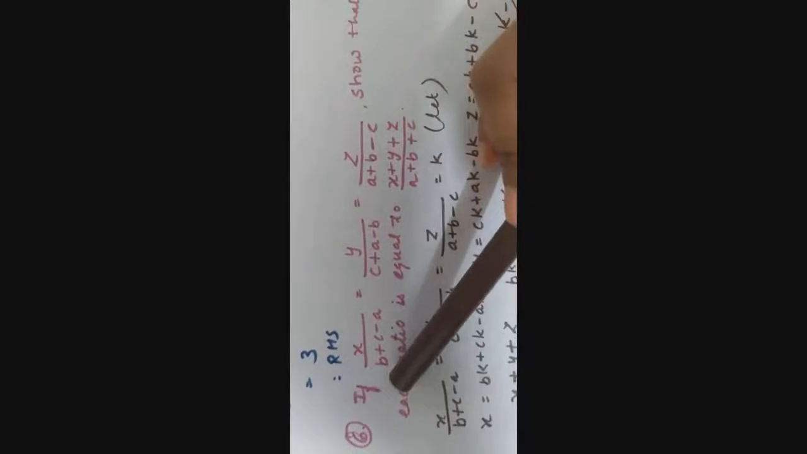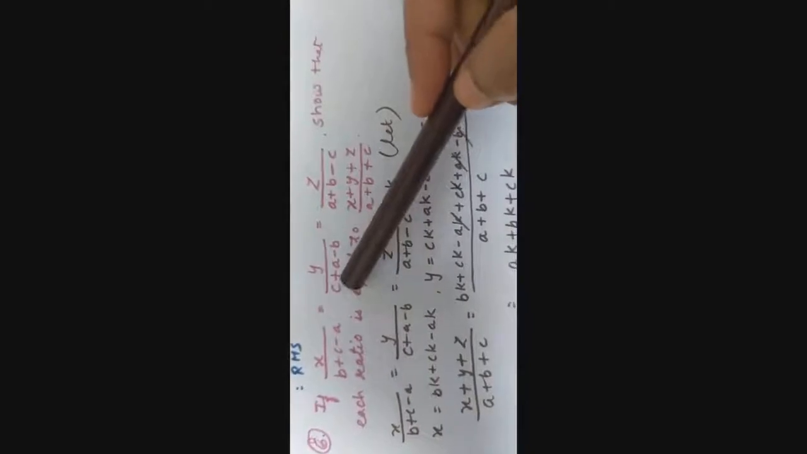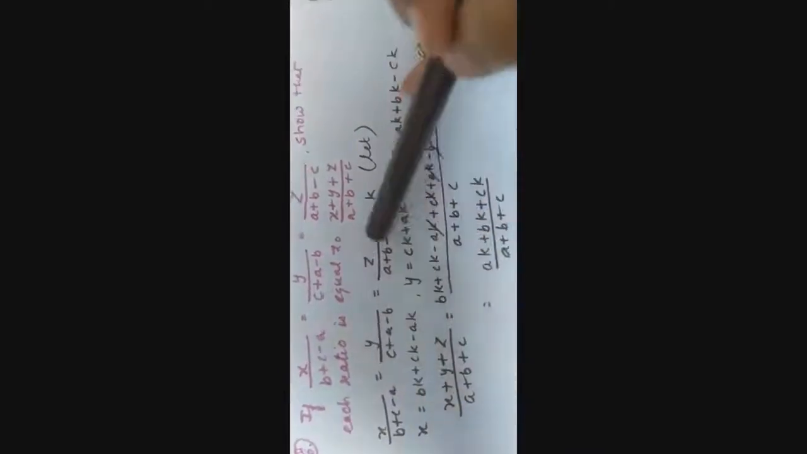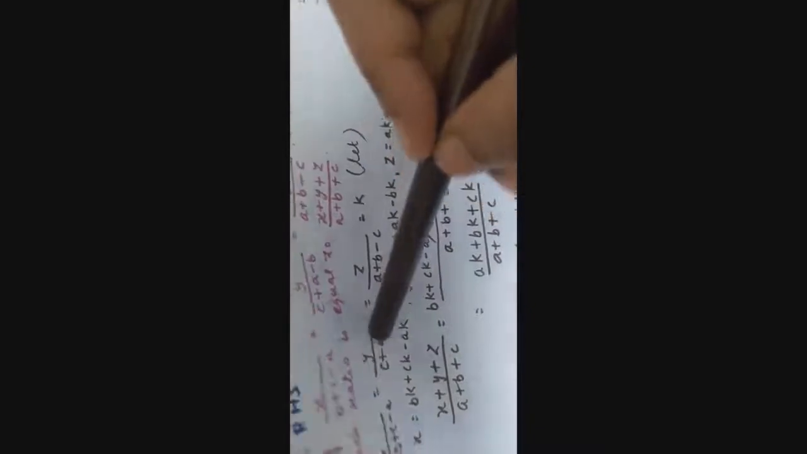Now question number 6. If x upon b plus c minus a is equal to y upon c plus a minus b is equal to z upon a plus b minus c, then show that each ratio is equal to this. So now this question is somewhat different. First of all, I take all three ratios equal to k, letting it. Okay, so what value of x do I get? bk plus ck minus ak, y is ck plus ak minus bk.